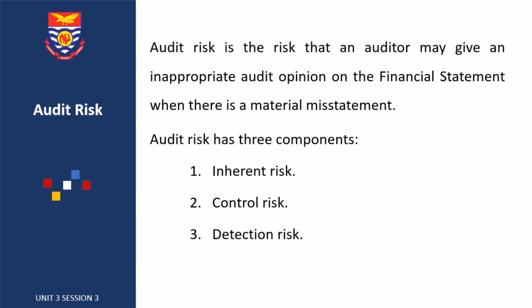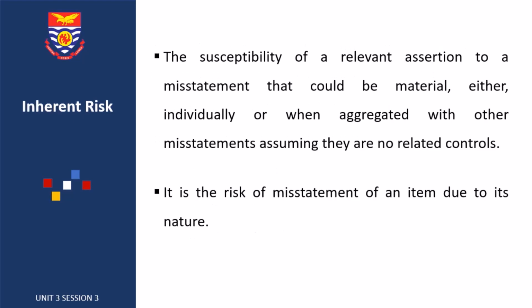Now audit risk has three main components. We have the inherent risk, the control risk, and the detection risk. These three come together to form what we call the audit risk, and we'll be looking at each of these components in detail. Now let's take the first one, which is inherent risks.